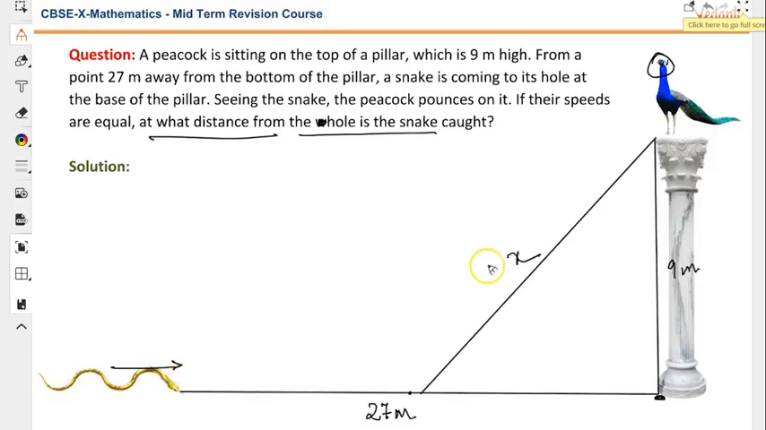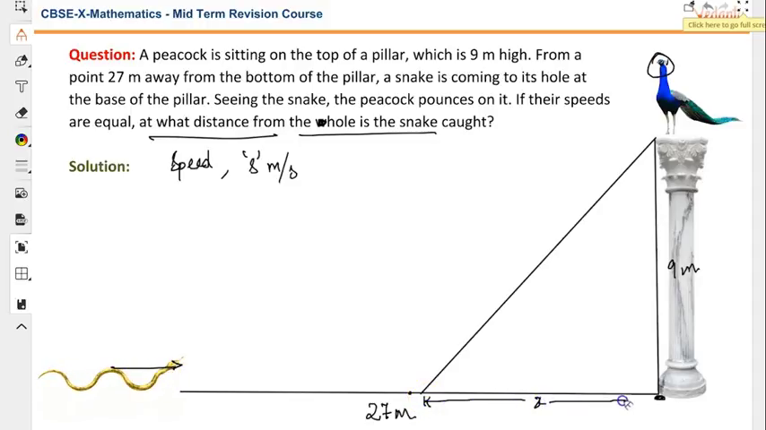So this is the speed. Let us not take it as x. Let us take the speed of flight as s. So they are flying with s meter per second. What we need to find is actually a distance from the hole. So this distance, let us take x. I will always take the thing which I need to find as x, so that later I don't have to modify it again.